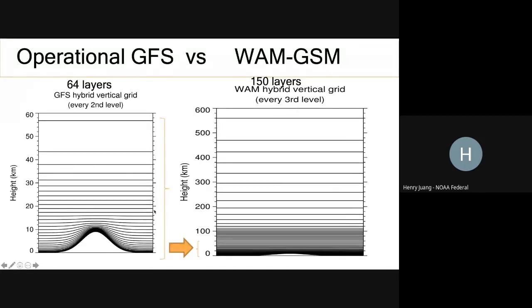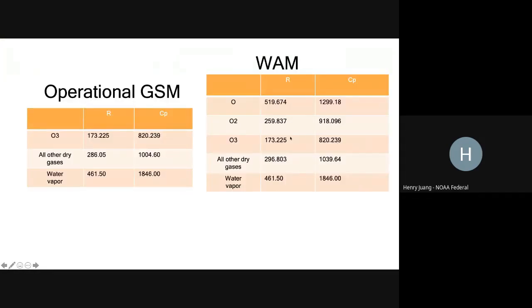This just quickly shows you that the operational GFS, with 64 layers, is about 10 times more shallow than the WAM model with 150 layers. And if we look at the gas tracers, operationally we have only ozone. The ozone is very important, covering the lower part of the atmosphere here in the GFS run. But we also need the O2 and O3 variation for the thermosphere.